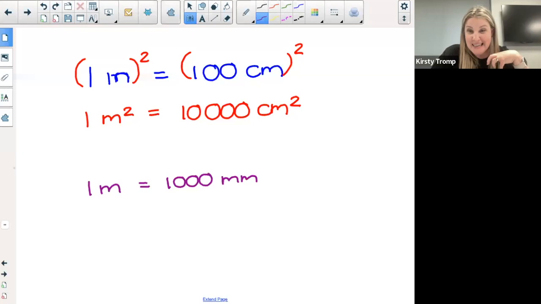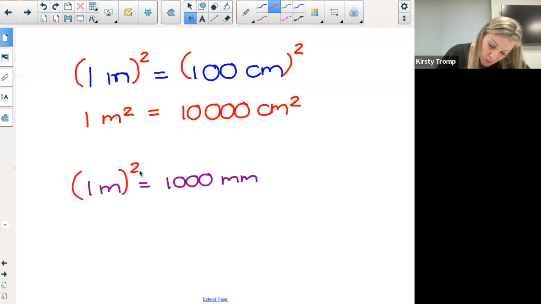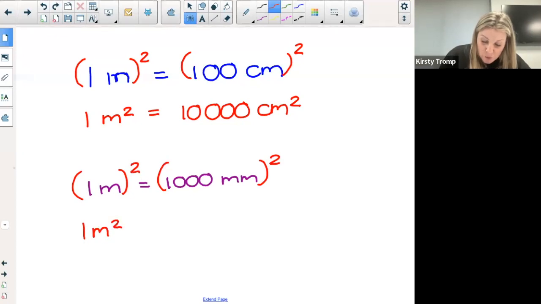So 1 meter equals 1,000 millimeters. So if we want to look what the squares are, I'm going to go to this side and square it. Whatever I do to the one side, I must always do to the other side. 1 squared is 1. So 1 meter squared is equal to 1,000 squared.